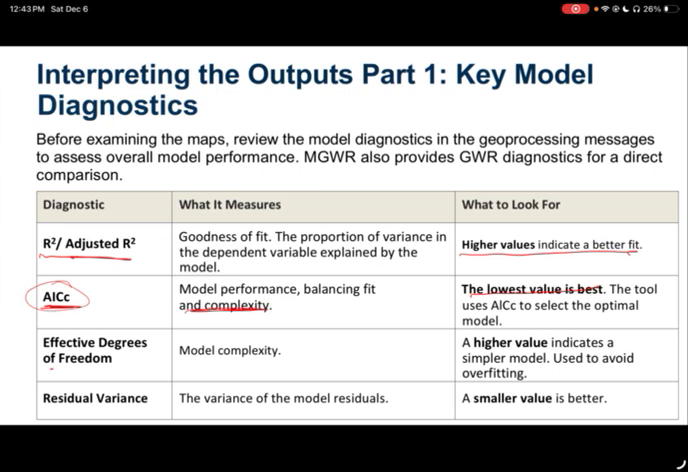And this is also the same for the degree of freedom. It considers the model complexity, where a higher value indicates a simpler model, which means the model has fewer variables that need to be considered. And it is also used to avoid overfitting. And we also need to evaluate the residual variance, where a smaller residual variance is also better.